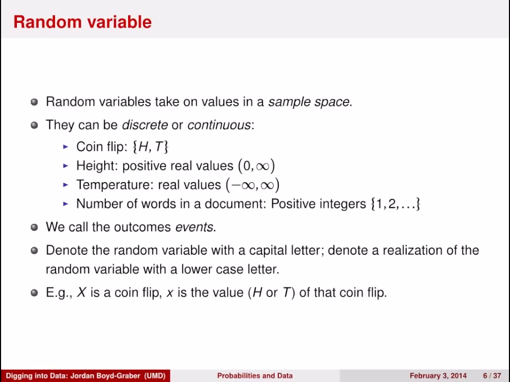Each random variable takes on some value in the sample space. We call the realization of any particular random variable an event. We'll denote random variables in the abstract with a capital letter, and realizations of the random variable will be denoted by a lowercase letter. For example, capital X is a coin flip. Little x is one of the values, either heads or tails, of that coin flip.